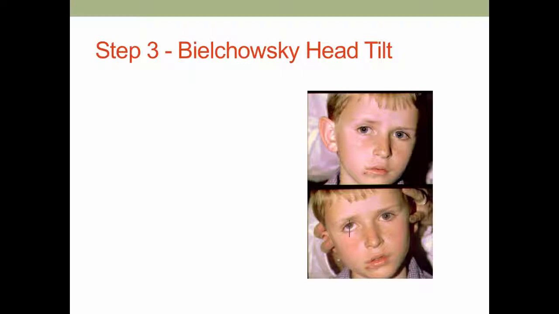The last portion of it is a Bielschowsky head tilt. And this is pretty easy. You can do these all in 2 seconds. You get a child who comes in. You do a cover test. You see that they have a right hyper, and you know it's probably going to be an oblique. You turn their head to their right shoulder. It's going to increase. Tilt their head back to the right side, and you're going to see that the eye goes up. So it's pretty quick to be able to make a determination of this deviation.